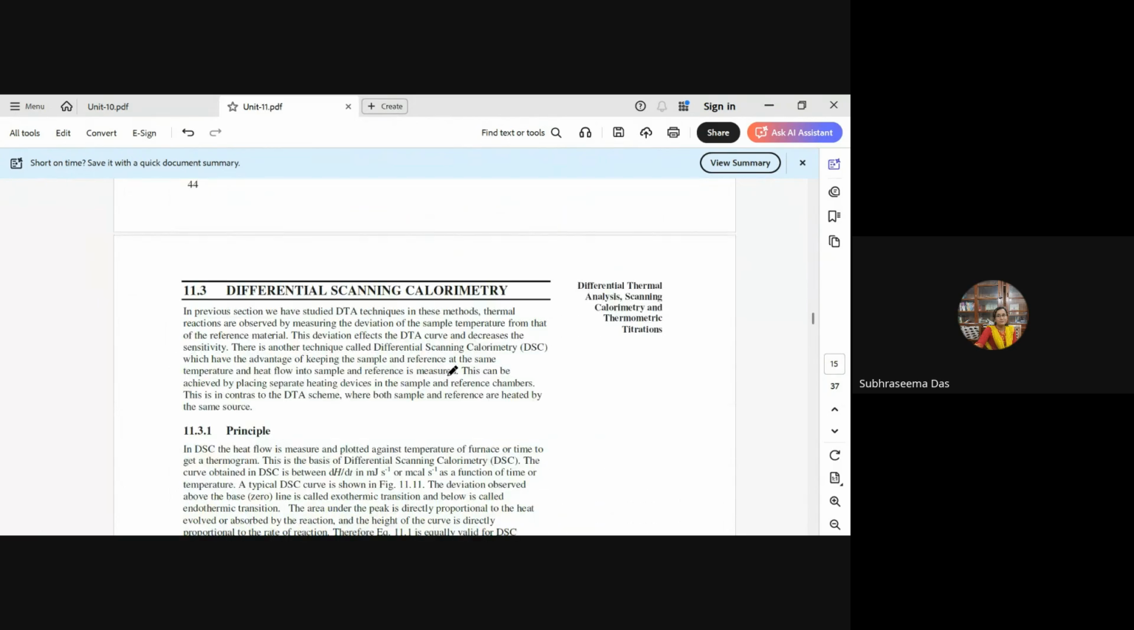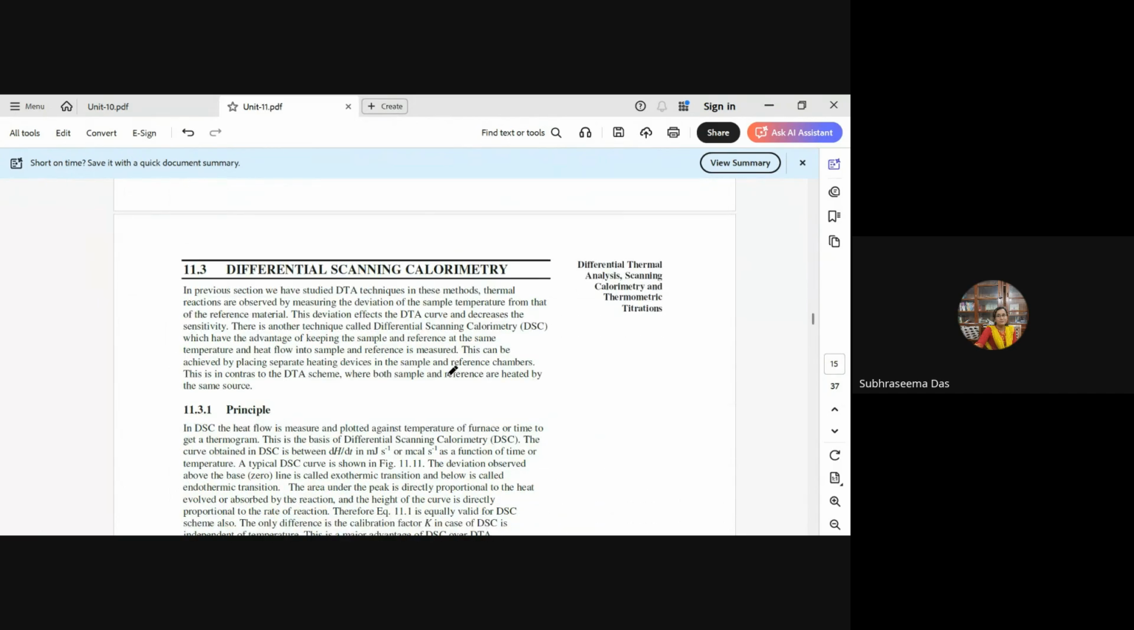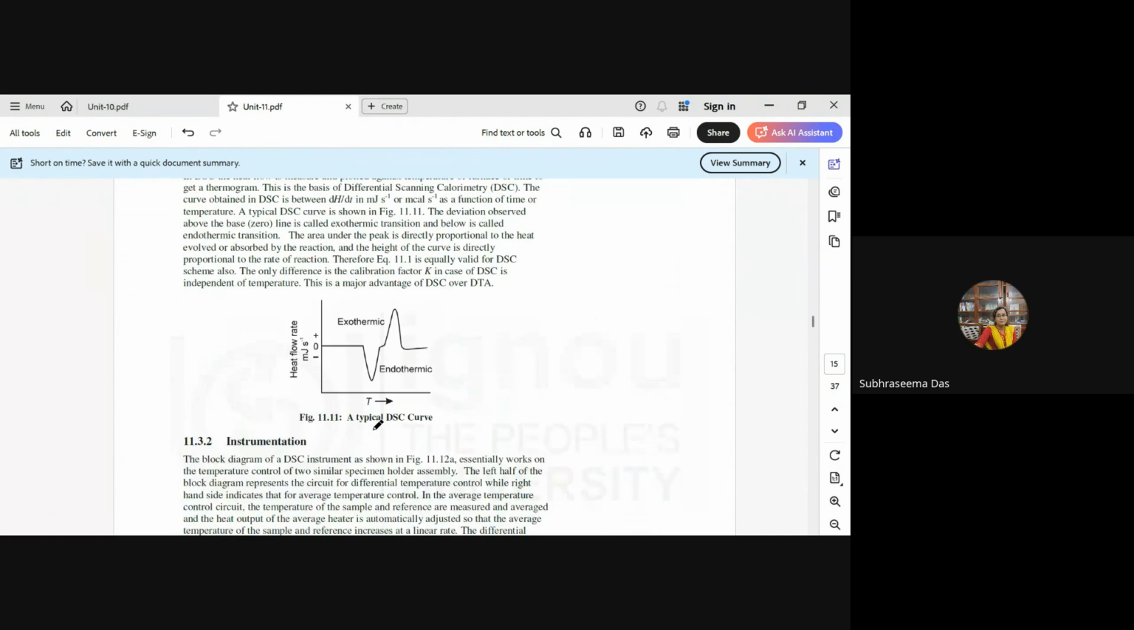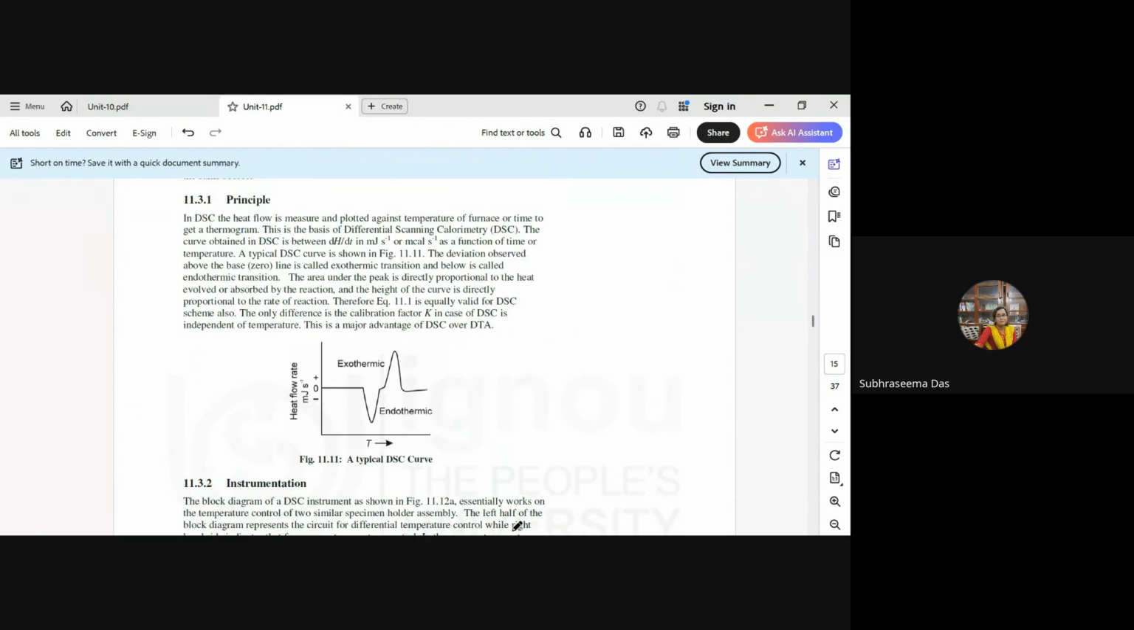Then coming to DSC. DSC is yet another instrument, with a principle similar to that of DTA.